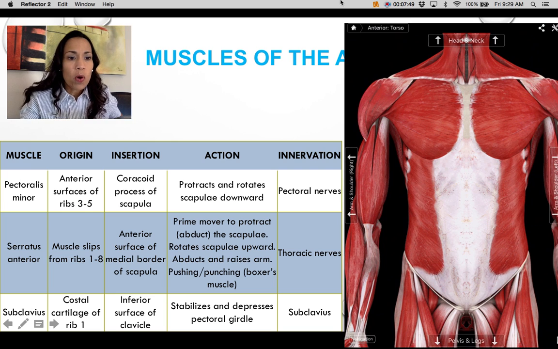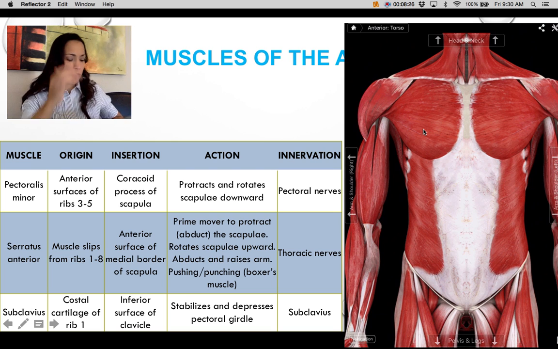In here we're going to describe the muscles that are located in the anterior aspect of the thorax that are attached to the scapula, and they can perform one or any of those movements that we just described. We're going to describe Pectoralis Minor, Serratus Anterior, and Subclavius. See that all of them originate on the ribs. Pectoralis Minor and Serratus Anterior go from the ribs to the scapula. So let's see the actions of those muscles.